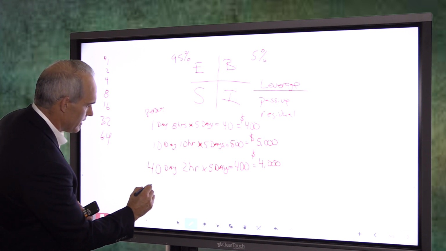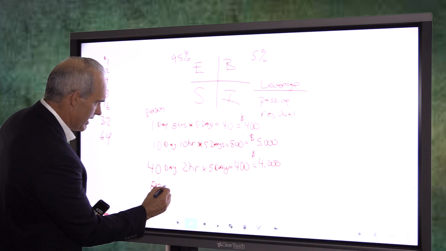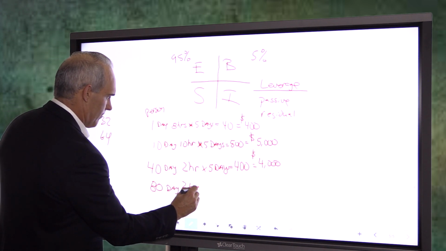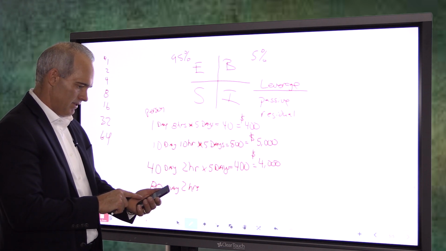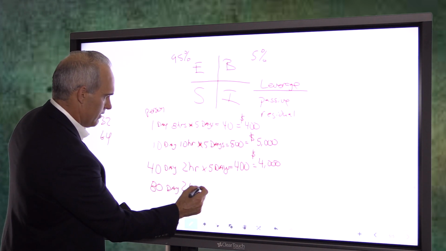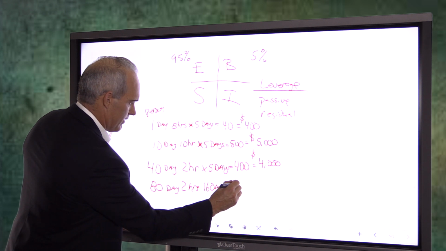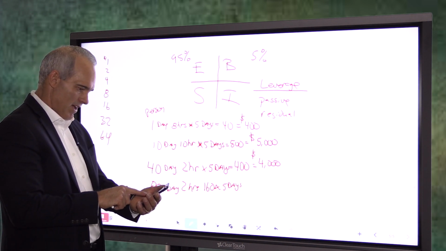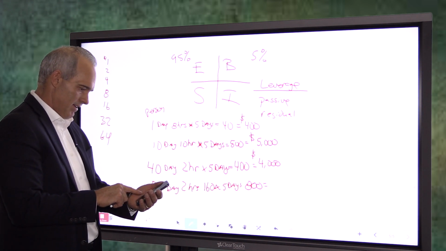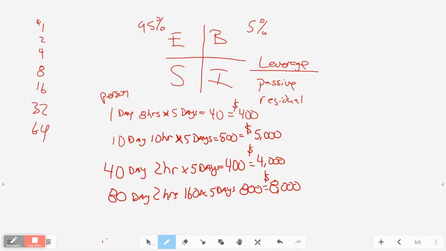So if we just went up one more, let's turn it into 80. I know a lot of people who have 80 people in their organization, right? So 80 people a day work, let's say 2 hours. So we'll go 80 times 2, it's going to be 160. 80 people a day. So it's 160 times 5 days. So 160 times 5, that's 800 times $10 an hour, that's $8,000 that they would get paid over the 5 days.